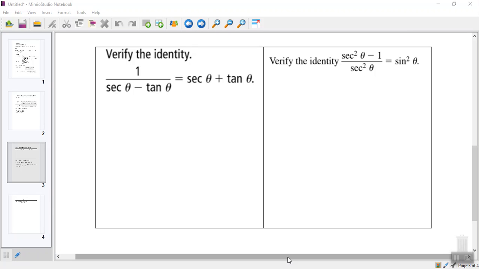Yesterday's notes are going to be important to go back on. This next one that we're trying to verify, which side looks like the more difficult side? Start with the more difficult side, try to get to the easier side. We said yesterday, if I can get things in terms of sine and cosine, that's cool. But I'm going to go about this next one a couple different ways and show you something, okay?